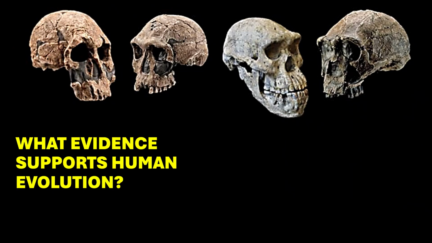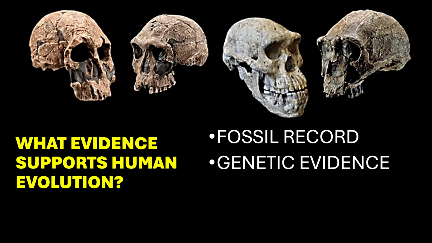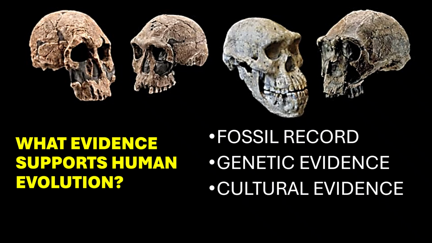All right, so we have to look at the evidence that supports human evolution. Since we have looked at the similarities and the differences, what evidence supports human evolution? So when it comes to human evolution, not general evolution, there are three. One, fossil record, genetic evidence, and then we have cultural evidence. These are the three evidence that support human evolution only.